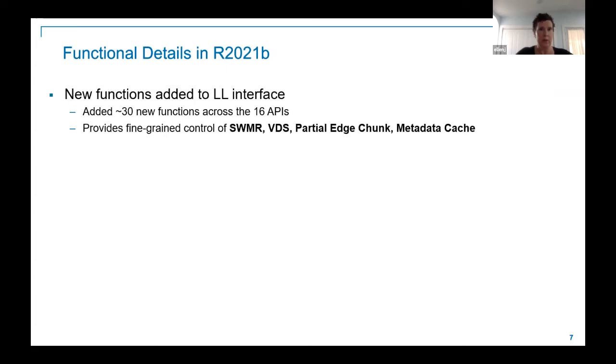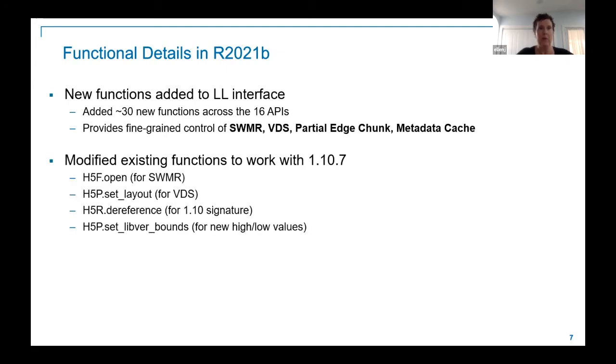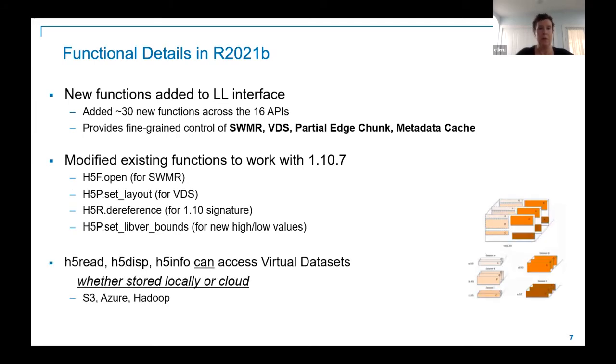So here are some functional details in 21B. We added about 30 new functions across our 16 APIs that mirror the HDF5 APIs, providing really fine-grained control for the features that I mentioned. We modified the existing functions that needed to be modified to work with 110.7. And of note here, because of the work that we did in 20B, h5read, h5disp, and h5info, which are all reader-type functions, can access virtual data sets hosted on S3, Azure, or Hadoop. So that's a really cool thing that we have now.